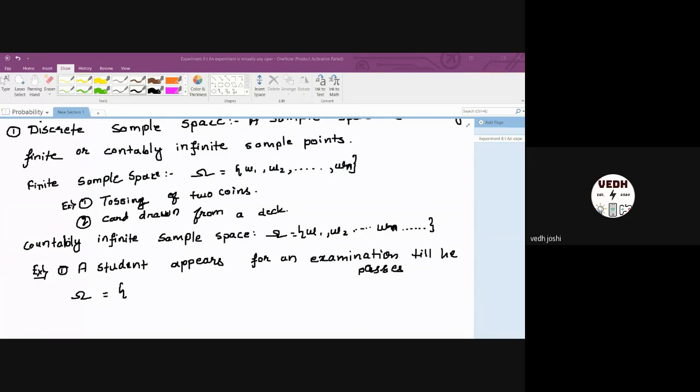Okay. First time, second time, third time. Yes, can you elaborate this? You are right, Ved, but you need to elaborate it. So he'll pass at the first attempt. So the possibility is pass, right?